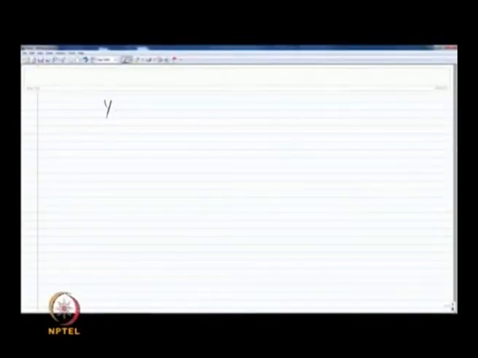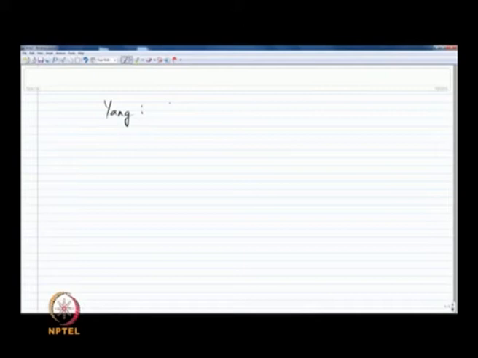Hello, we will continue our discussion of cylindrical jet linear instability analysis from Yang, which was the case of a cylindrical liquid thread or jet moving in another fluid.